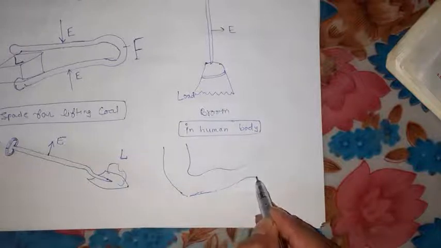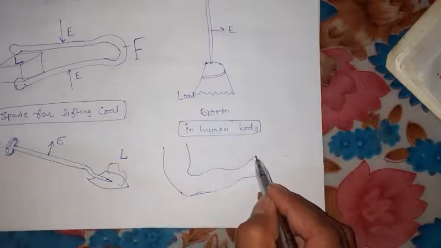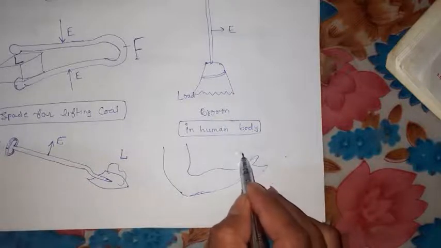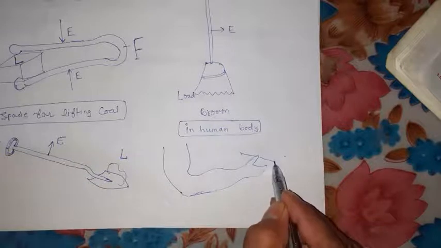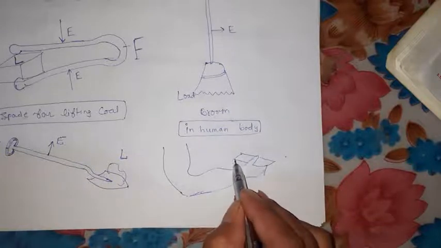There we are looking to lift a heavy object. Here is our thumb, and there we have our hand. Here is that heavy object we lift, for example a brick in our hand. So we lift it up.